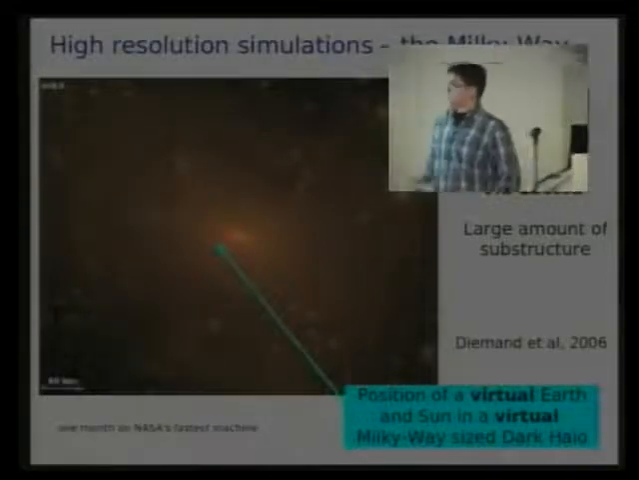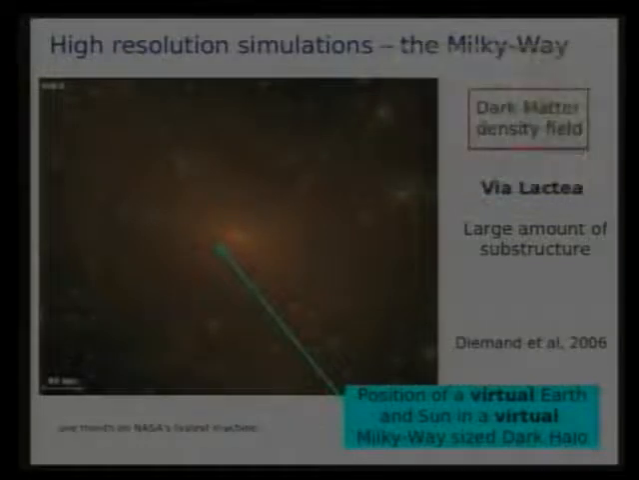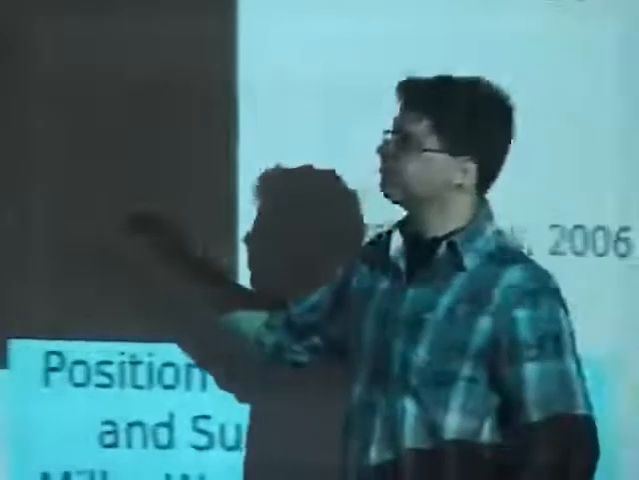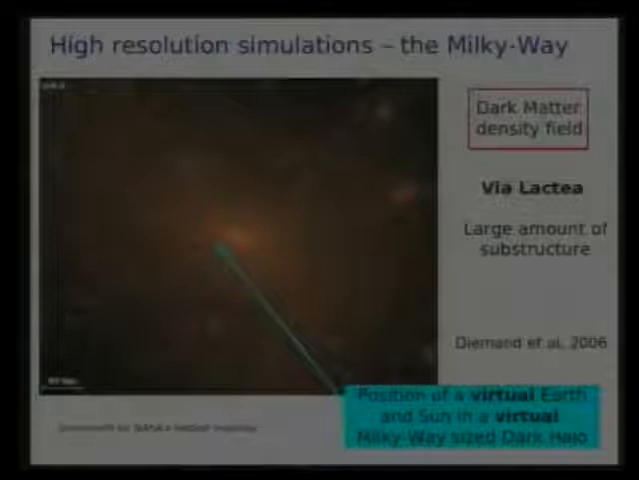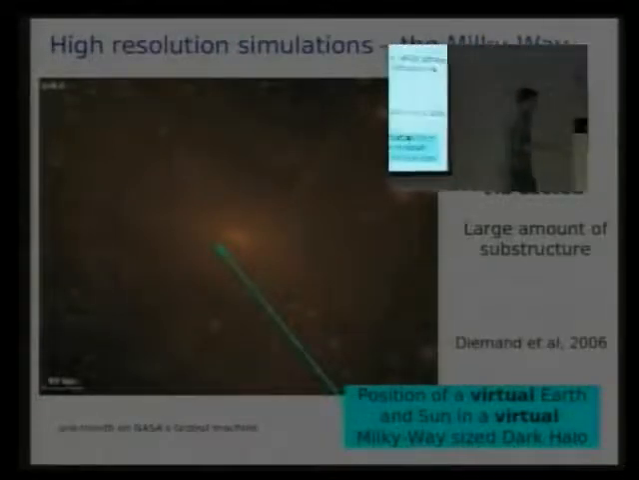And this is a very recent simulation, not done by us, but by a group in the USA. They used one of NASA's fastest machines to simulate a Milky Way-like object. And here you can now see the dark matter distribution. So this is the density field of the dark matter. You can see in the inner region you have a very high density, and then you have lots of these so-called subhalos. So this is substructure of dark matter.